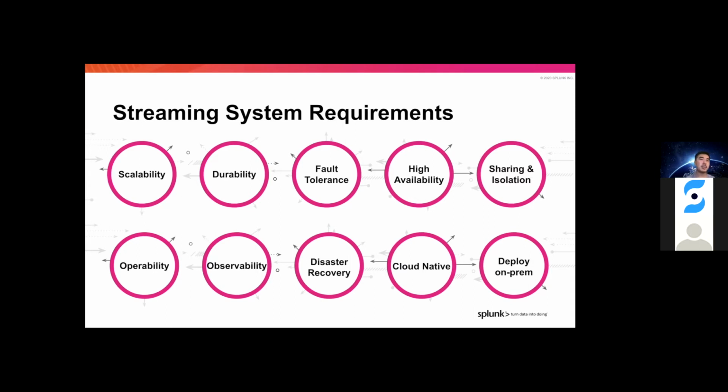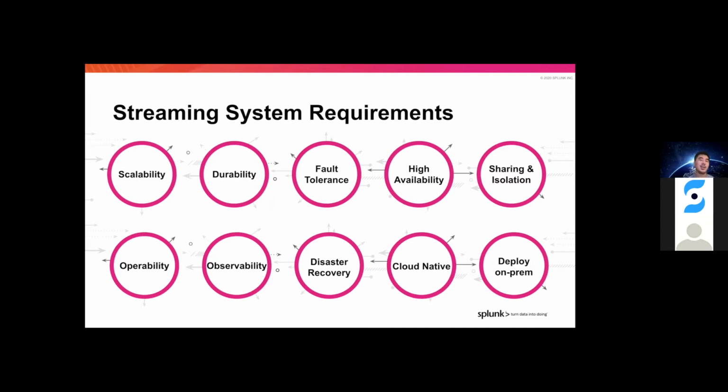Operability. We have a couple of environments that we operate SPS in. We want to be optimized for operating in those environments, which would primarily be in the cloud, and also for some use cases on-prem. So we want to operate the platform successfully in those environments.